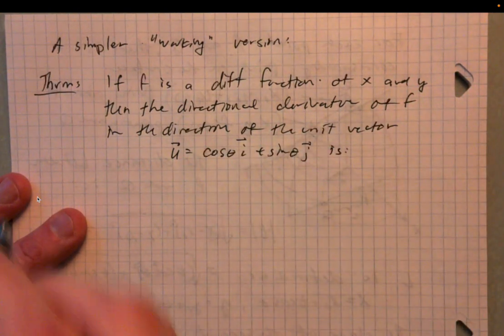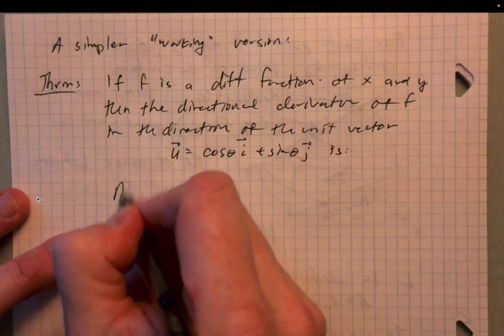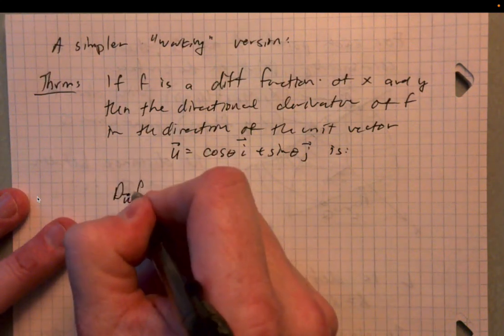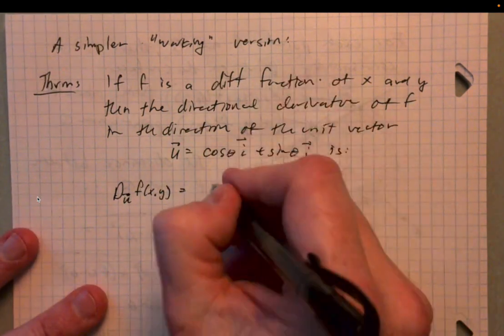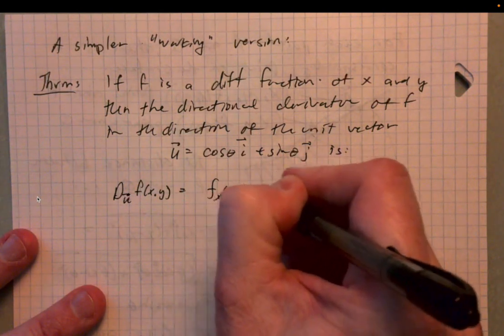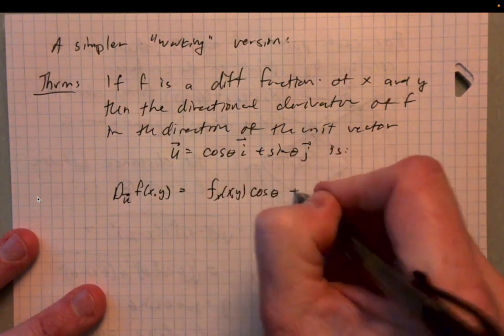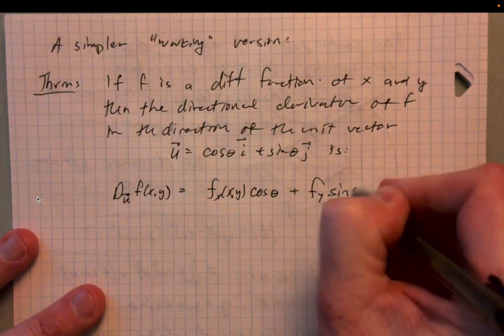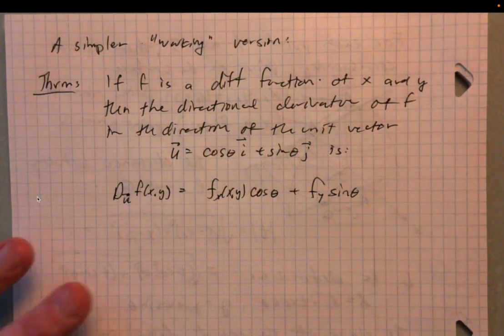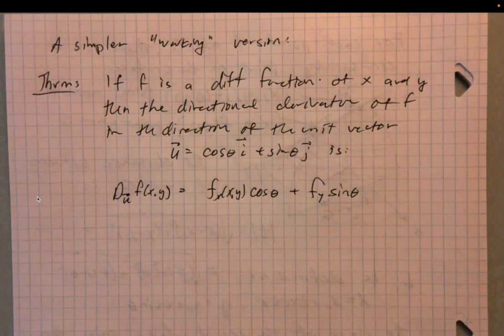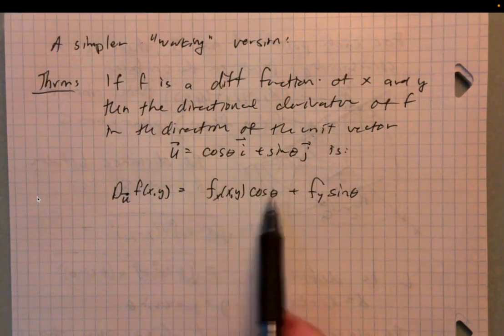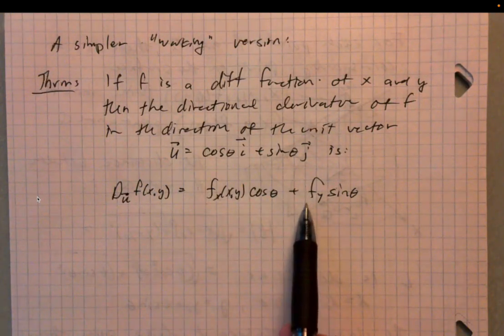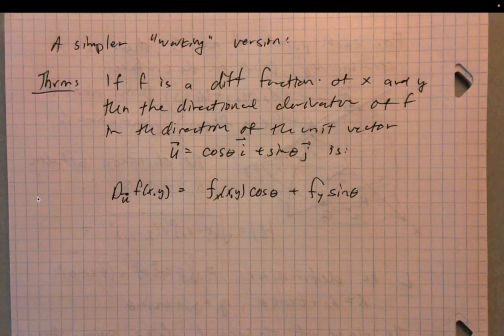and so here's a sort of a simpler way to think about it. It's D, same notation, but here what we're going to do is take the partial of x times cos theta plus the partial of y times sine theta. And that's going to give us the directional derivative. So it's the partial of f with respect to x times the cosine theta plus the partial of f with respect to y times sine of theta.